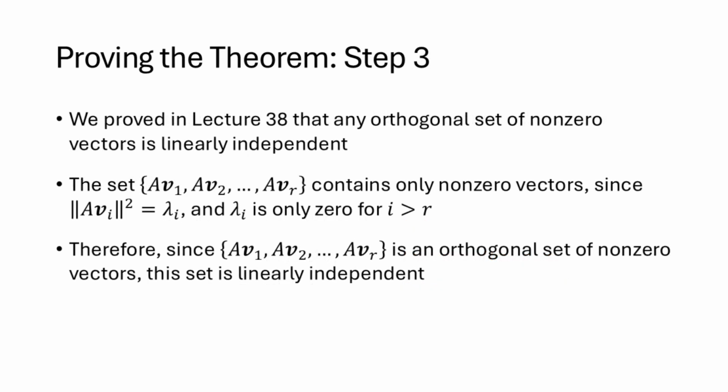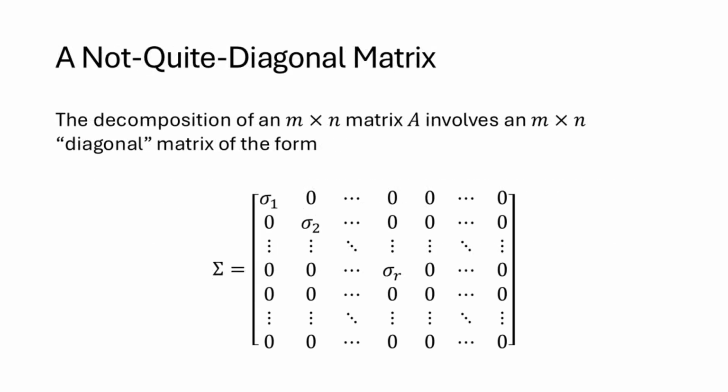And then finally, we proved in lecture 38 that any orthogonal set of non-zero vectors is linearly independent. And this set, Av1 through Avr, contains only non-zero vectors because we ordered our list so that all of the zero vectors were at the end. And so we've eliminated the vectors Avr plus 1 through Avn. Those were the zero vectors in this set. We cut those vectors out, and so that means that this is an orthogonal set of non-zero vectors and therefore linearly independent.